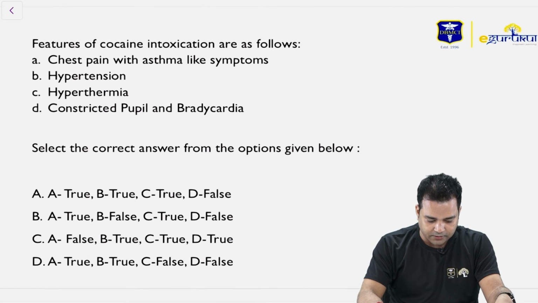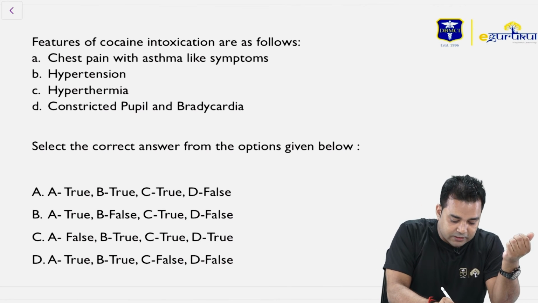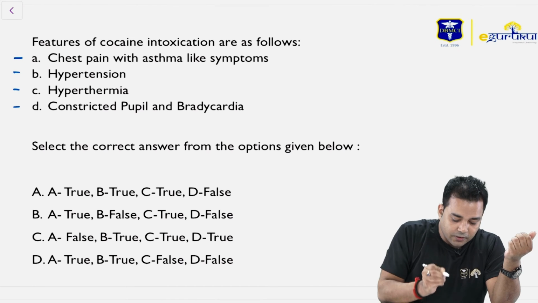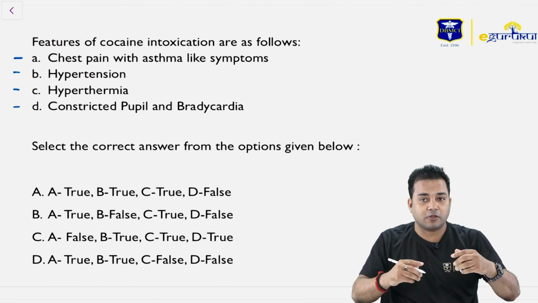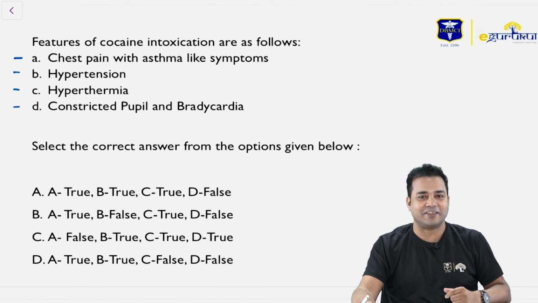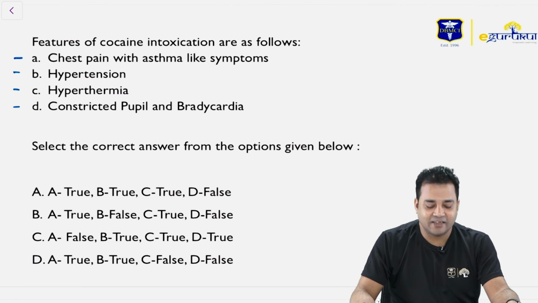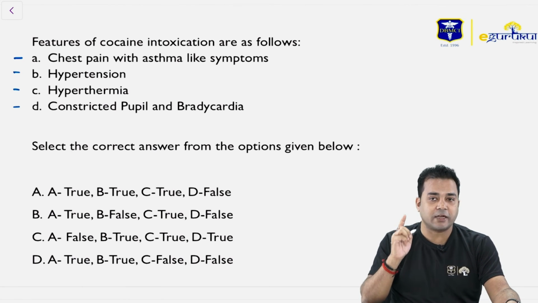Now answer this one. Features of cocaine intoxication are as follows: A, B, C, D. Some options are given. Select the correct answer from the options given below. Now, true and false is framed in another way, asked in one of the recent exams. So what about option A, chest pain with asthma-like symptoms? Will it be seen in cocaine intoxication?